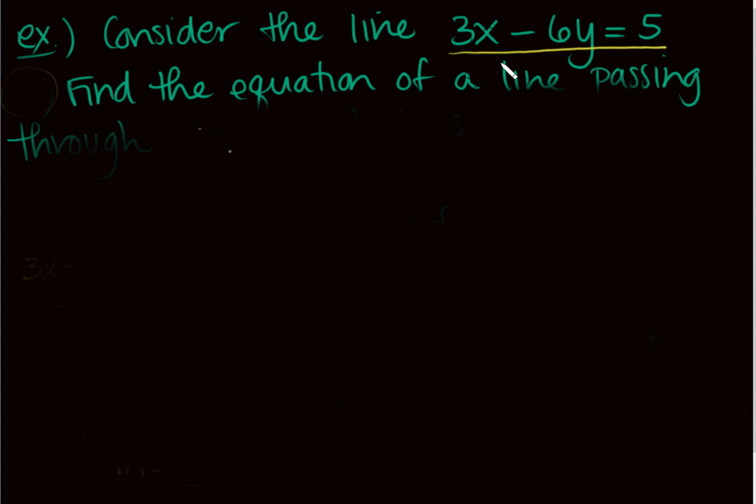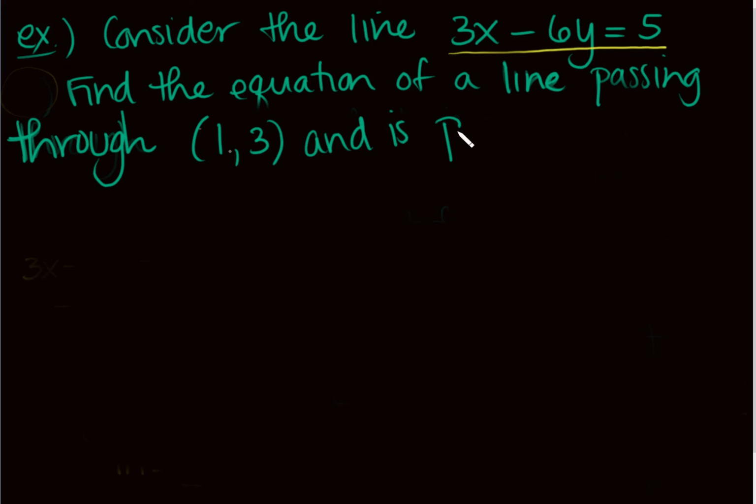So find the equation of a line. Nope. I need to get rid of the eraser. Line passing through, let's choose something else. How about 1, 3, and it's perpendicular. Okay, this is the last one, and then we'll call it good. Okay, and it's perpendicular. So remember, I found the slope of this line, right?